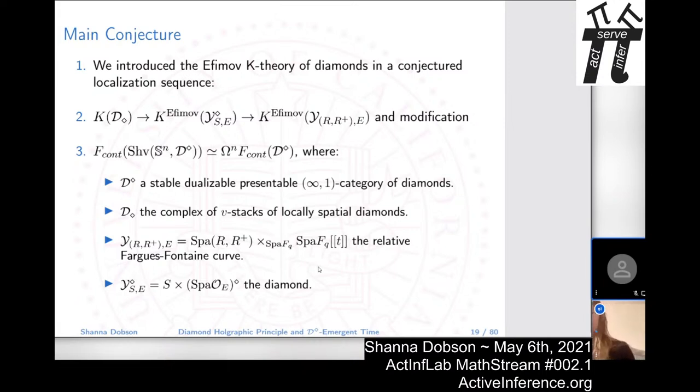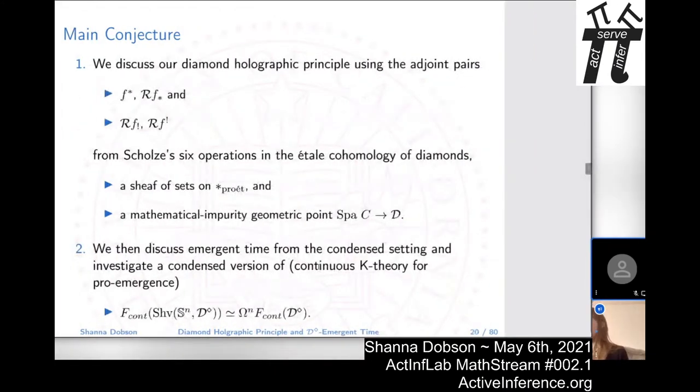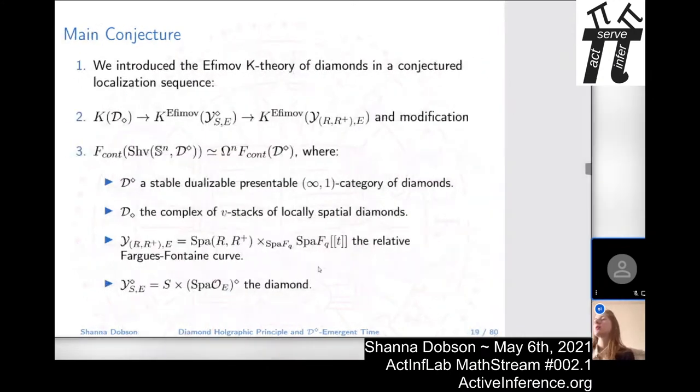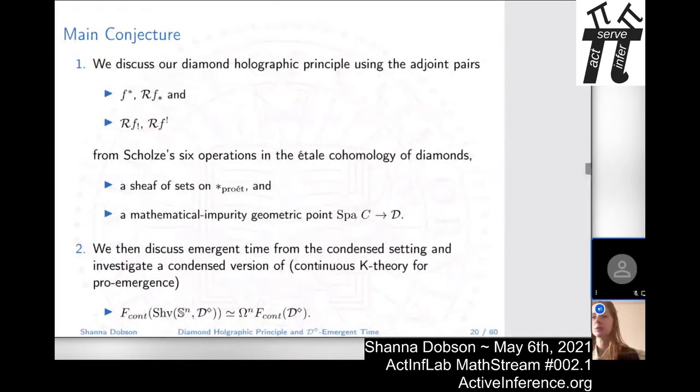D sub diamonds is actually the complex of v-stacks of locally spatial diamonds, where a complex is sort of like a collection. And then you have the actual relative Fargues-Fontaine curve and the diamond. So I don't want to talk about that too much. Let's get to the actual diamond holography principle. But the diamond holography principle should fall out and be immediate from this localization sequence.